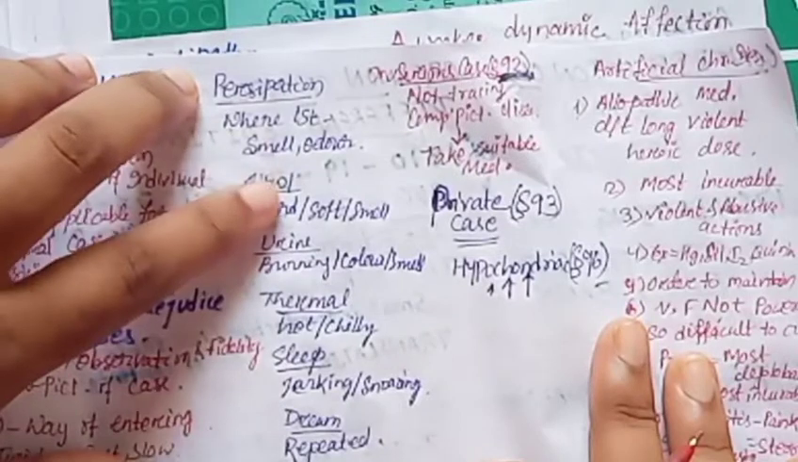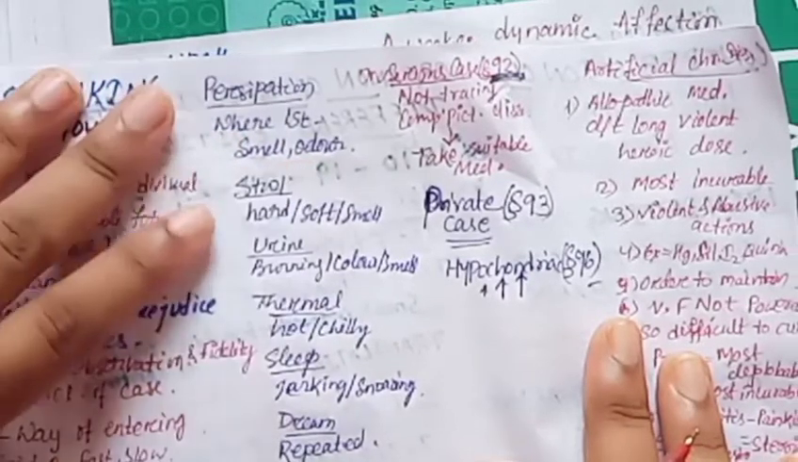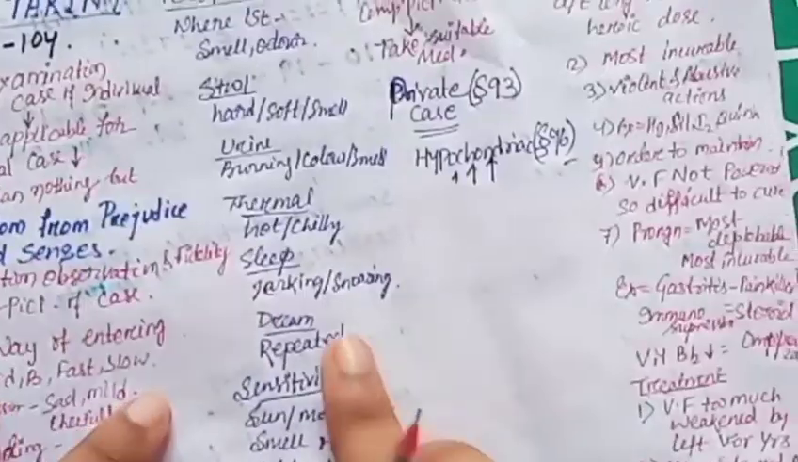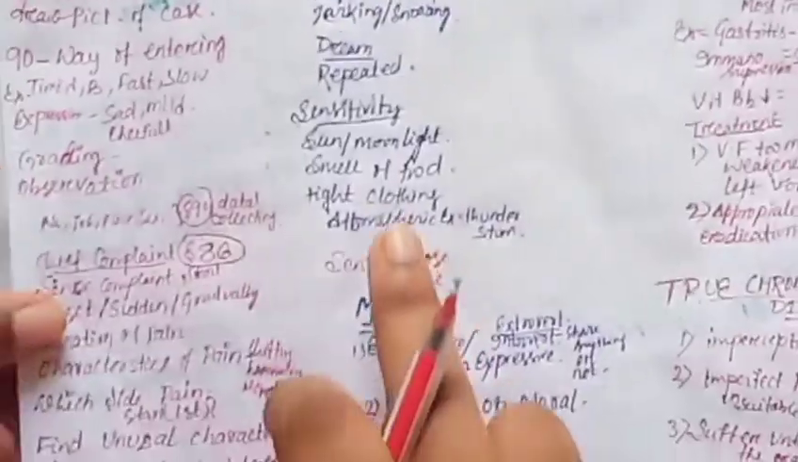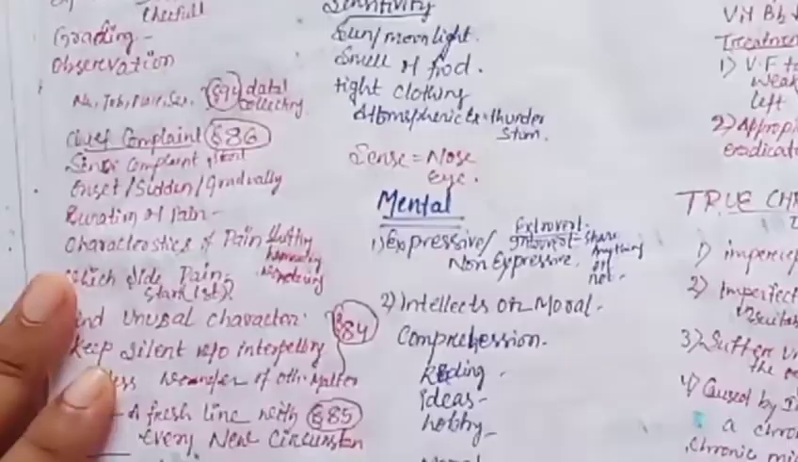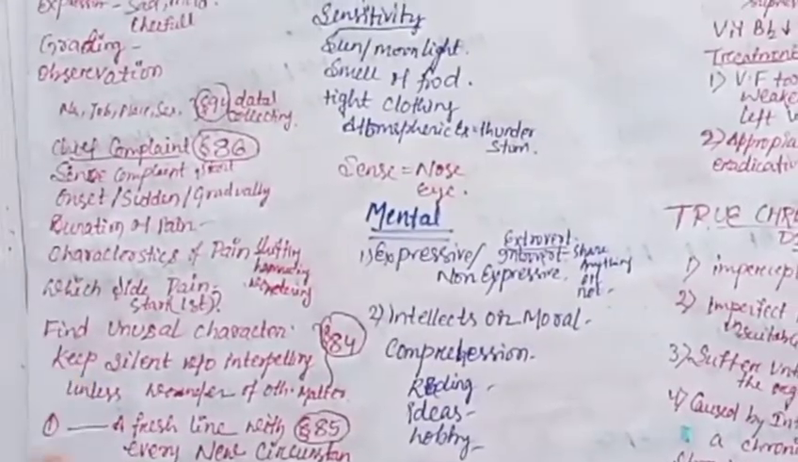Then perspiration: where it first occurs, how is the smell, what is the odor. Stool, urine, thermal, chilly, sleep, then dream, sensitivity to sun or moon, smell of food, tight clothing, then sensitivity to noise. All these things are written in aphorism 89 point-wise.